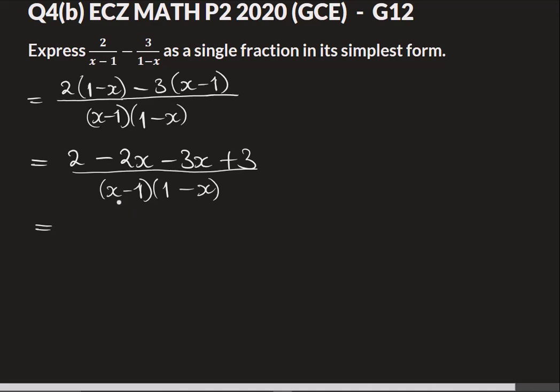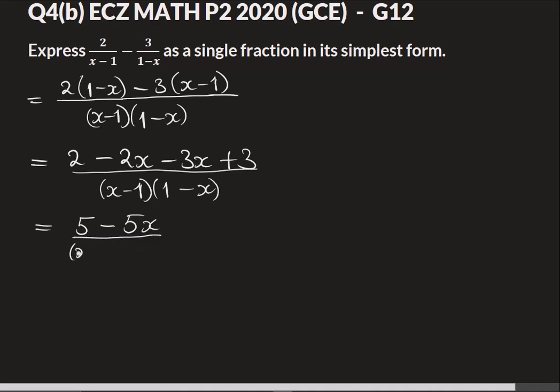Now at this point we need to simplify. Remember, they said simplest form. We found the answer, but now we need to express it in simpler terms. The 2 and the 3 will add up to give us a 5. The negative 2x and negative 3x will give us a negative 5x.